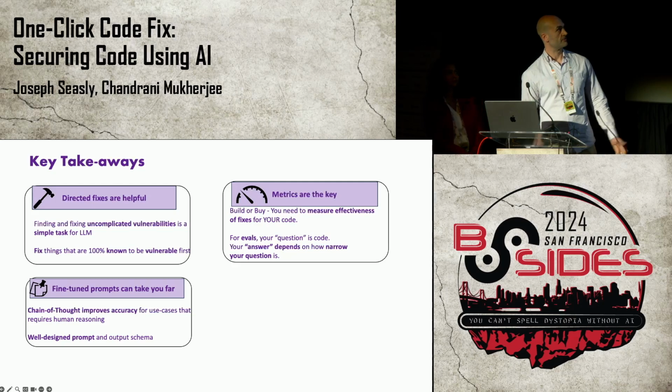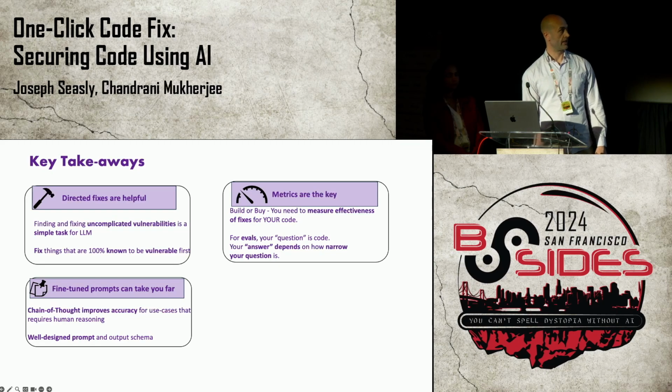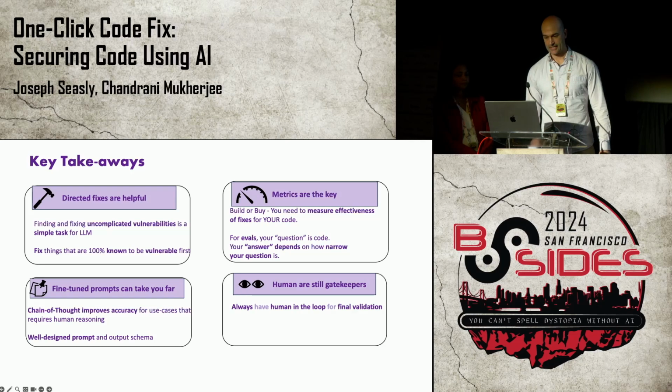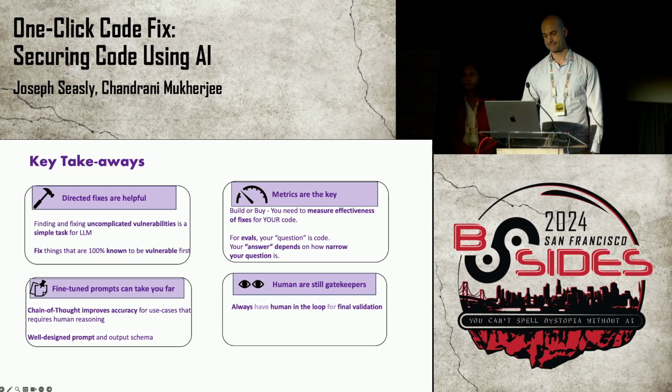And fine-tuning prompts can take you pretty far. Chain of thought, as we saw, was the best for performance. And well-designed prompts and output schemas are key. And lastly, humans are still gatekeepers, and you always want to keep humans in the loop for final validation. That's it.